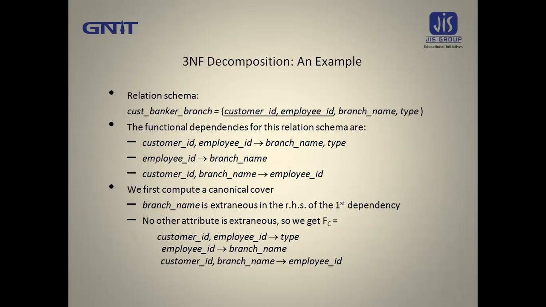Now, let's check one example from our previous given ER diagram, and let's see how they work. Now, relation schema, customer banker branch, which has customer ID and employee ID as primary keys, and branch name and type.